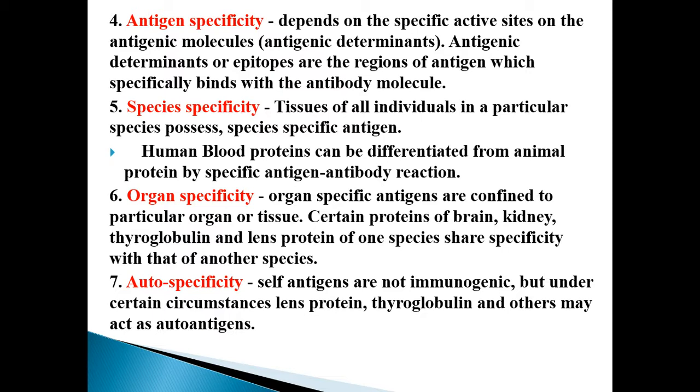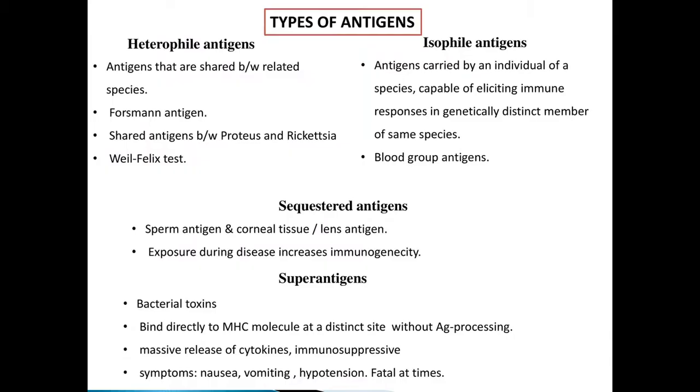Organ specificity. Specific antigens are confined to a particular organ or tissue. Certain proteins, such as brain, kidney, thyroglobulin, and lens protein of one species share specificity with that of another species. Auto-specificity: self-antigens are not immunogenic, but under certain circumstances, lens protein, thyroglobulin, and others may act as autoantigens. Types of antigen: heterophile antigens, isophile antigens, sequestered antigens, and superantigens.